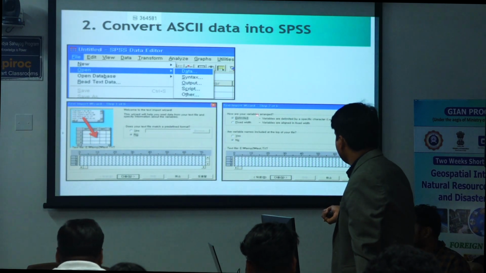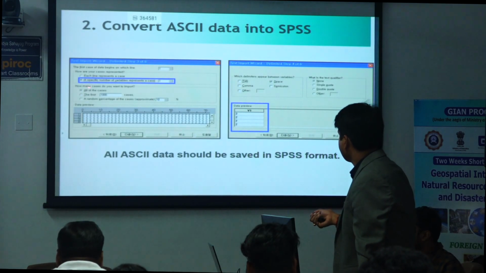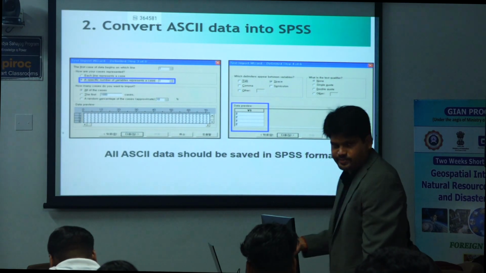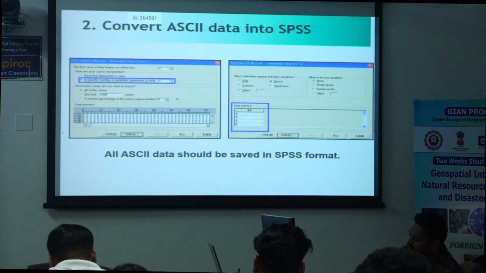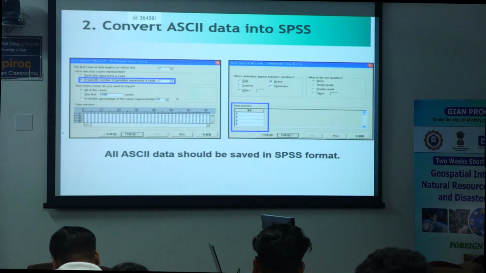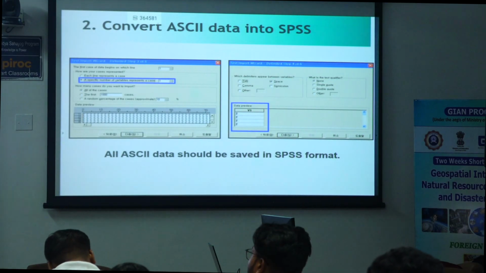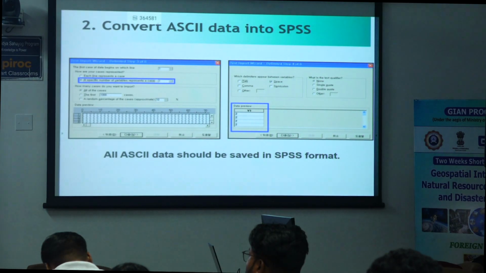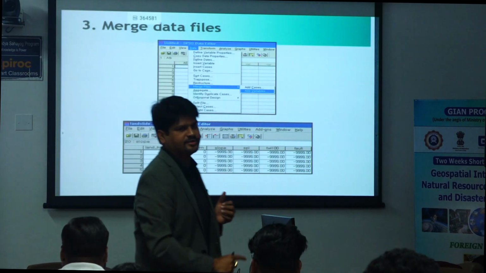Then you select the delimited, then you say no, and then go to the next page. Then you just follow all ASCII data, convert ASCII data into SPSS. Now the ASCII data you are importing to the SPSS, and you save as a SPSS data, so that the software can run the model. That means the data is ready actually to be understood by the software. Okay? Then you delete all files.